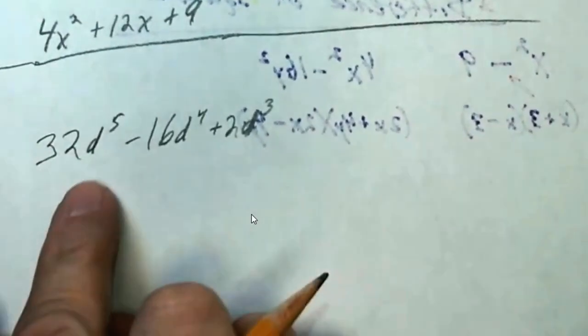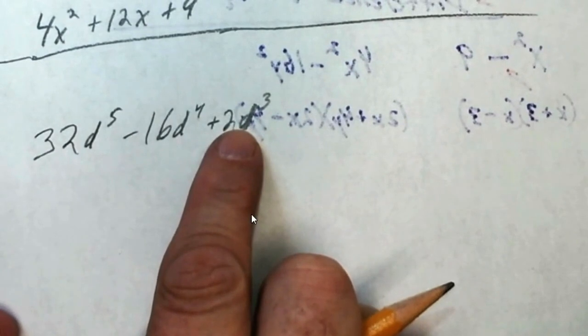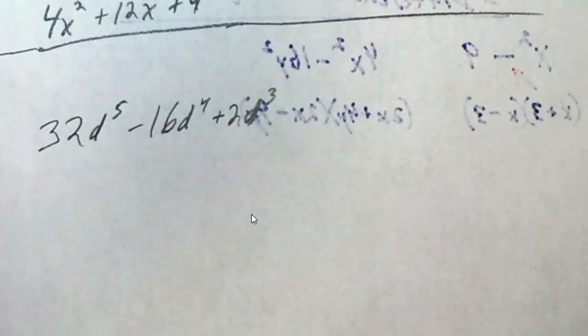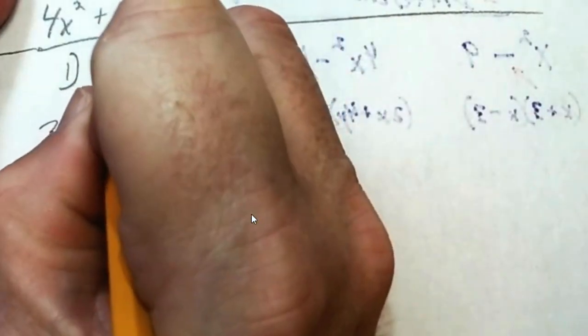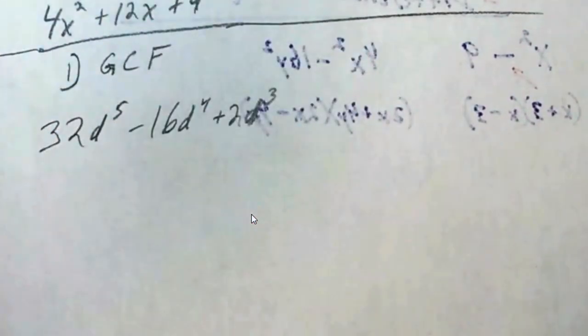First thing you're looking at is, well, this is not a perfect square. That's not a perfect square. This must not be a perfect square trinomial. But did you forget the first step? First step, always. Greatest common factor. Always, always, always look to see if there's a greatest common factor.